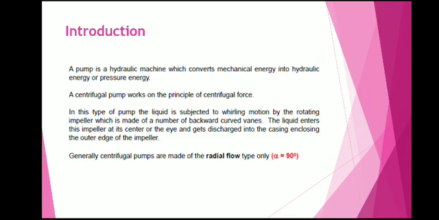In this type of pump, the liquid is subjected to vortex motion by the rotating impeller, which is made up of a number of backward curved vanes. The liquid enters the impeller at its center or the eye and gets discharged into the casing enclosing the outer edge of the impeller. Generally, centrifugal pumps are of the radial flow type. That means alpha should be equal to 90 degrees.